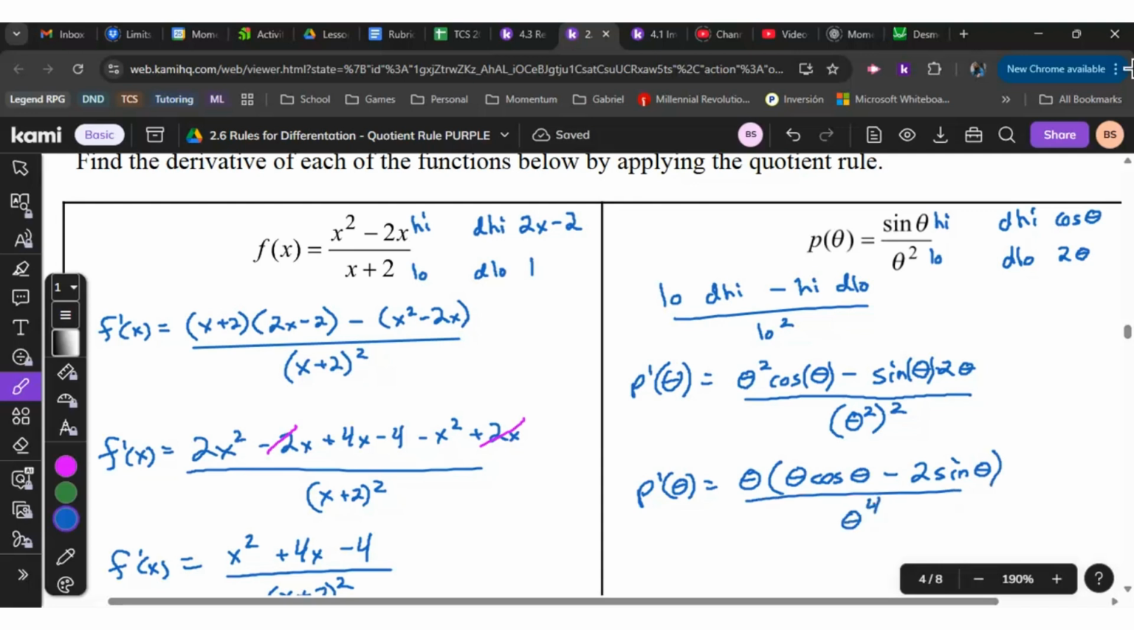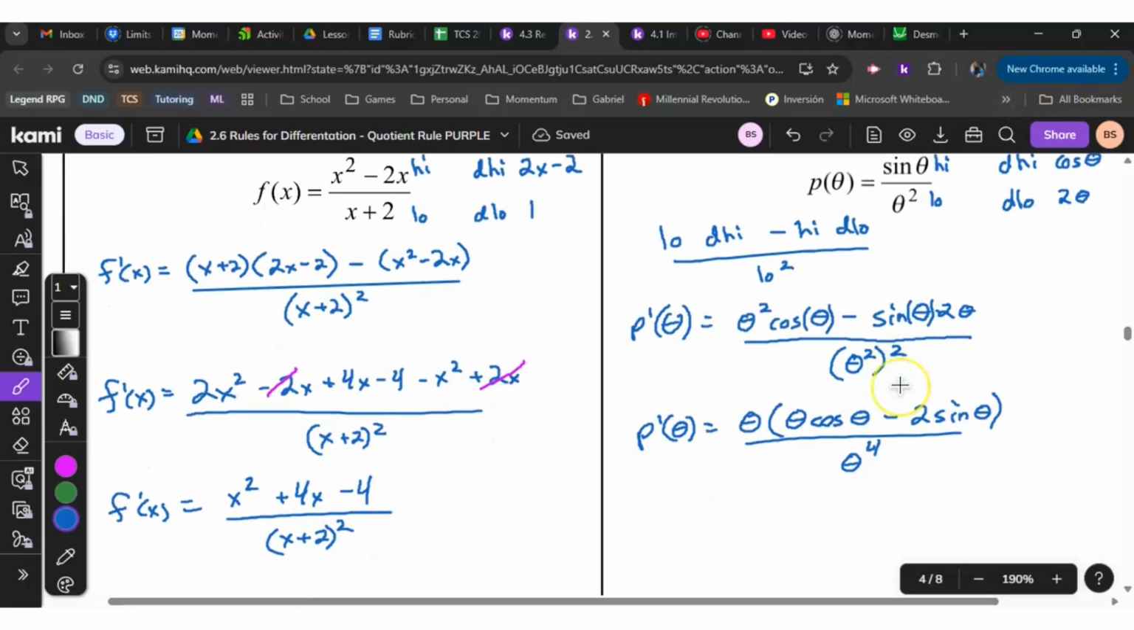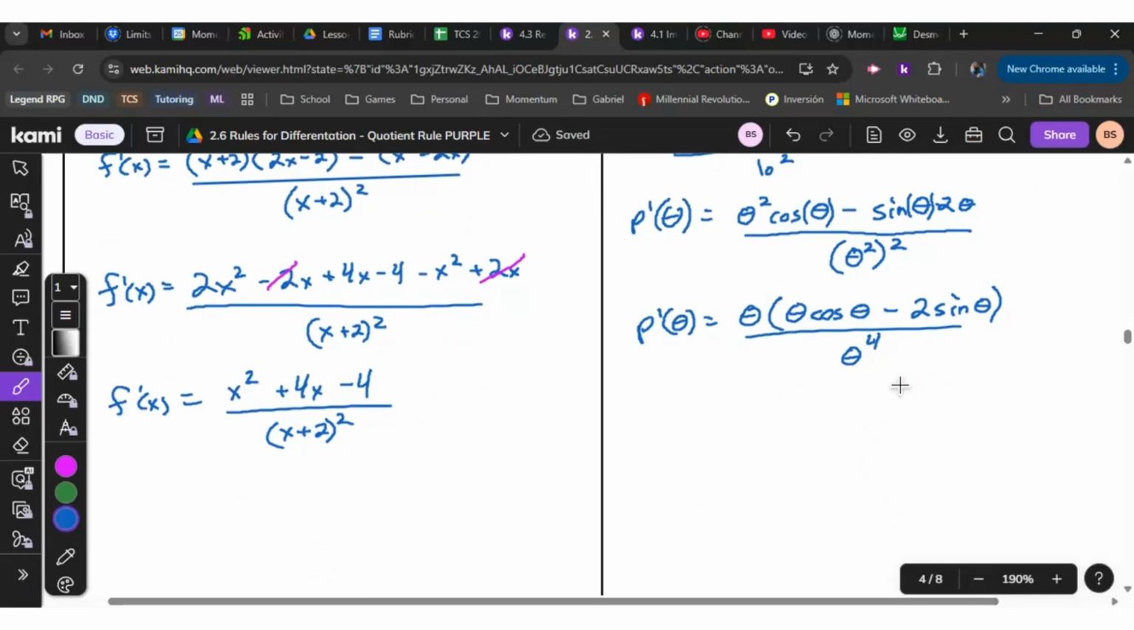Can I cancel out one of those thetas now? Yeah, right? If I have a theta over theta to the 4th, I can cancel one, and this just becomes a 3. So the bottom is now just theta cubed. You cancel theta and theta, so it becomes theta, because then on the bottom, it becomes just theta cubed.